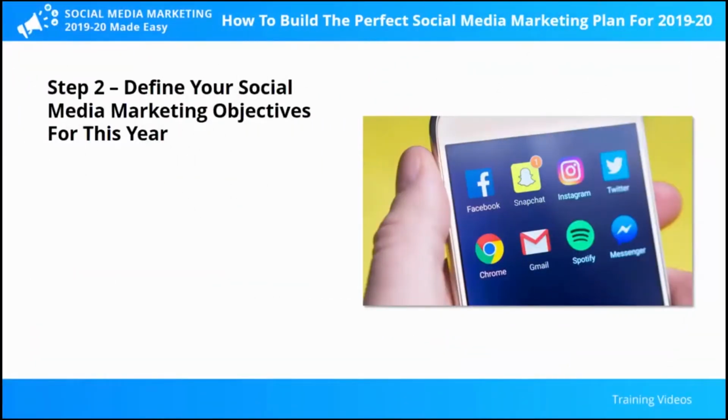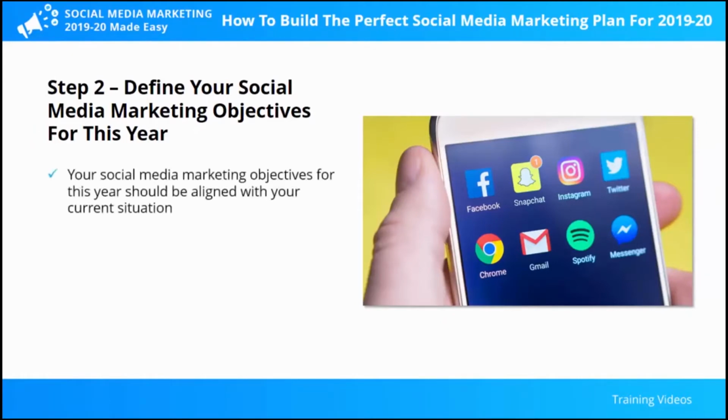Step number 2. Define your social media marketing objectives for this year. Your social media marketing objectives for this year should be aligned with your current situation. For example, if you've already built an audience, then your goal should be to move that audience further down the funnel until they convert into leads and then into customers. Define goals that are achievable and make sense in your current situation. If you don't have a solid audience, then don't define sales as your marketing objective. Instead, define brand awareness so you can build an audience first.